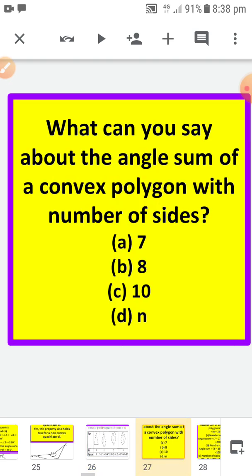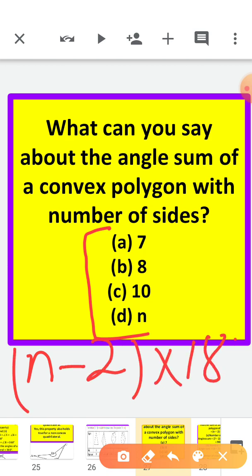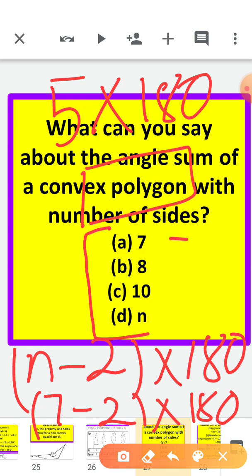Okay, now what is the question exactly saying? The question is: what can you say about the angle sum of a convex polygon with the number of sides? Now you have different numbers of sides, and you have to find the angle sum of each diagram. You have the formula n minus 2 into 180. Here n is 7, so 7 minus 2 into 180, you will get 5 into 180. So we have solved this one.